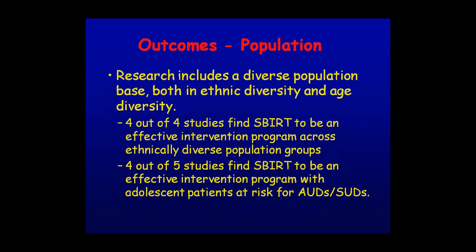So you're going to ask me about the populations that have been used. Interestingly enough, it's all across diversity, ethnic diversity and age diversity. And it's very important to think about it as all across diverse populations; it's consistently an effective intervention, the SBIRT itself. Also, 4 out of the 5 studies found it to be an effective intervention with adolescent patients at risk for alcohol use and substance use. Which makes it more important to also use it with adolescents.